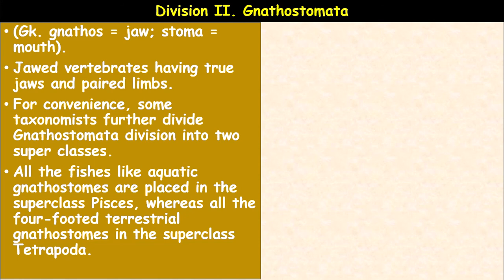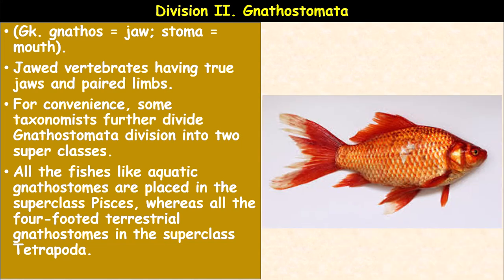Children, subphylum Vertebrata is divided into two divisions, Agnatha and Gnathostomata. Agnatha is divided into ostracodermy and cyclostomata. Now Gnathostomata is divided into two superclasses. What are they? Pisces and Tetrapoda. All aquatic gnathostomes are placed in a superclass Pisces, whereas all four-footed terrestrial gnathostomes are placed in a superclass Tetrapoda. So fish is included in the first superclass of Gnathostomata.